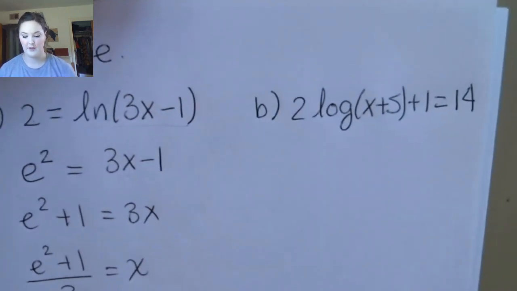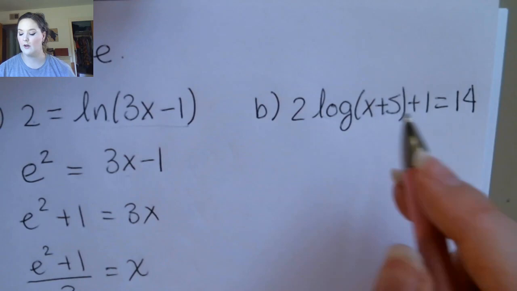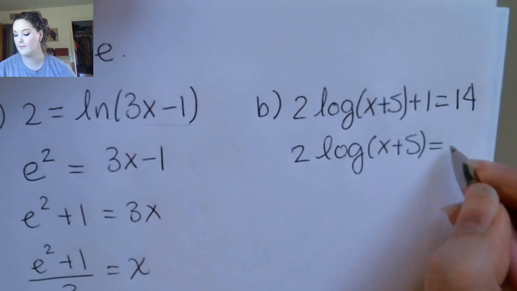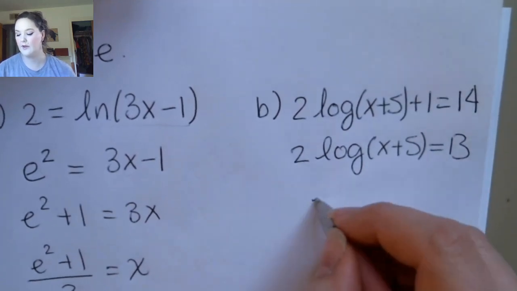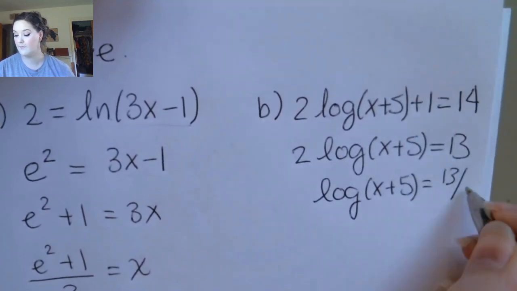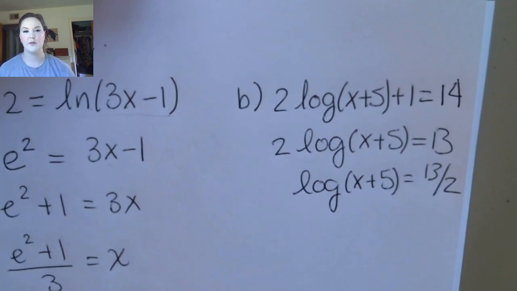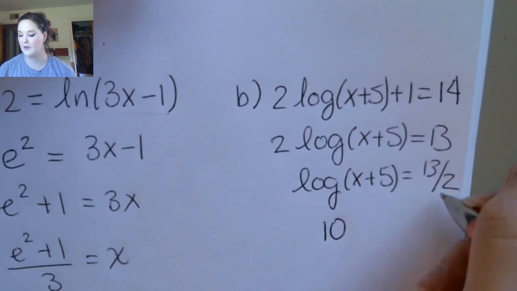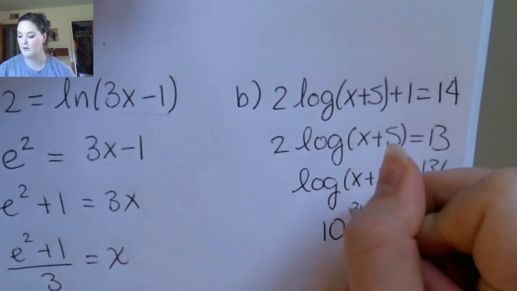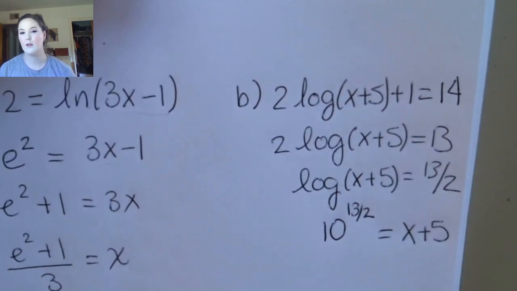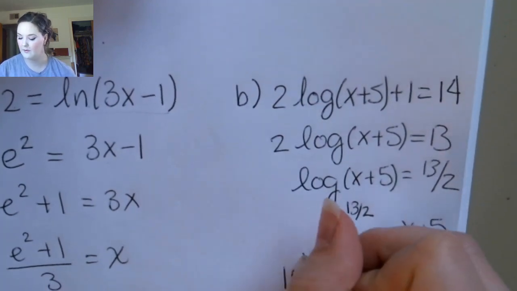The first thing we're going to do is isolate the log. So we subtract 1 from both sides, and then we divide both sides by 2. Once you have the log isolated, you want to change to exponential form. The base of the log becomes the base of the exponent, and this is the exponent. Then this is my answer, and all I'm going to do is subtract 5.